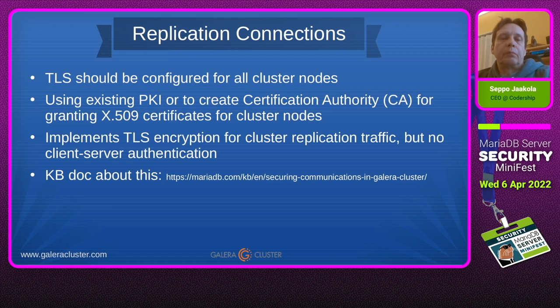With this type of encryption, you get the encryption, but not the authentication. The authentication is based more or less on a shared secret. So those nodes that have the necessary CA certificate can join the cluster. And if you keep that in a safe place, then you also minimize the probability of an intruder entering the cluster. And here's a knowledge base document with more details.